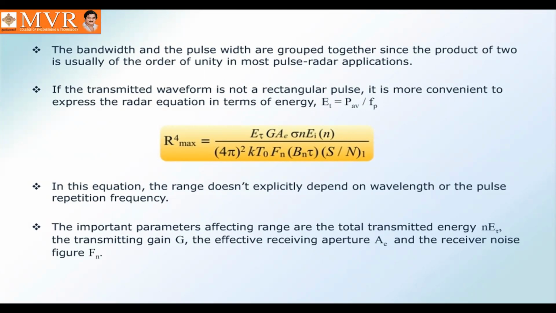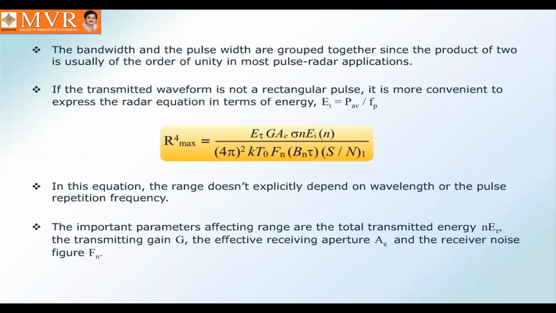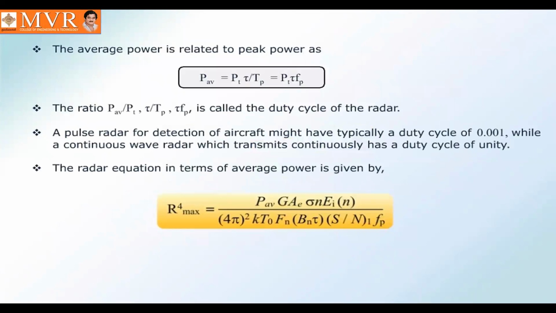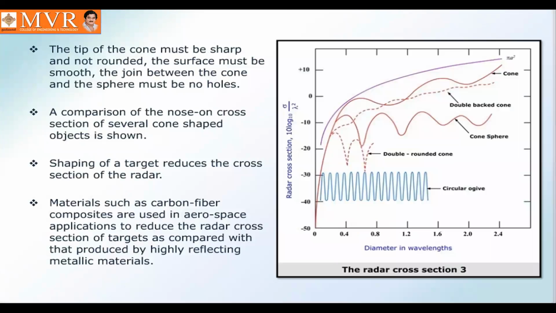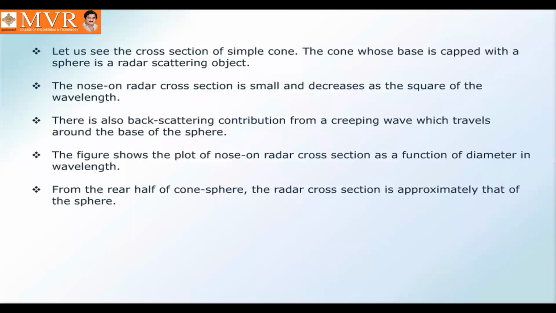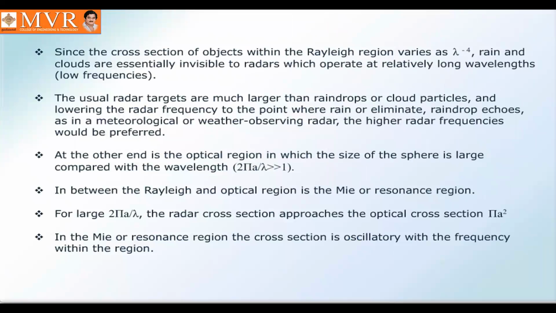And after that, the important parameters are gain and the others. The important parameters affecting the range are the total transmitted energy, and substituting all these values, we get the maximum range equation. And this is about unit number 1. We have already seen, starting with the block diagram, several parameters which affect the radar. The first unit covers all the radar parameters. While you are designing a radar, what precautions and required conditions apply will be discussed in unit number 1.